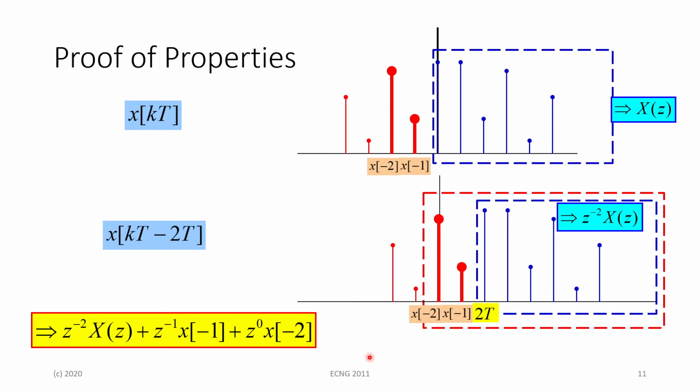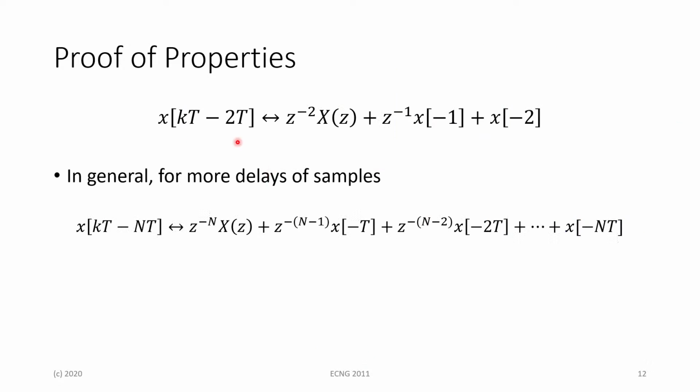So as such, when we have a delay of 2 samples for x of kt minus 2t, the relevant Z transform for this difference equation here is going to be Z to the minus 2 of x of Z plus Z to the minus 1 of x of negative 1 plus x of negative 2.